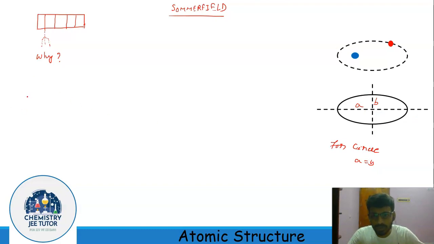Now for Bohr's theory, we have seen that the energy of the nth orbit can be calculated from the formula 2 pi square m e to the power 4 divided by n square h square, where n is coming from the fact of quantization of energy. So n is a quantum number and it is called the principal quantum number.